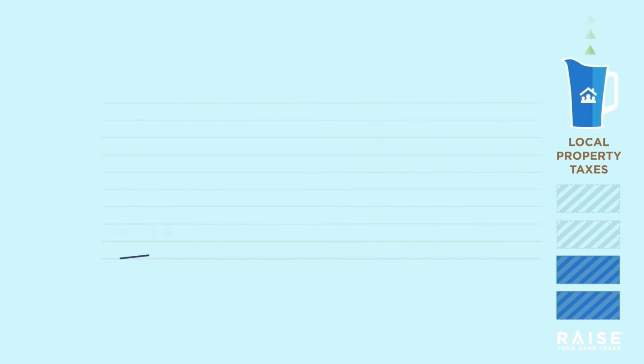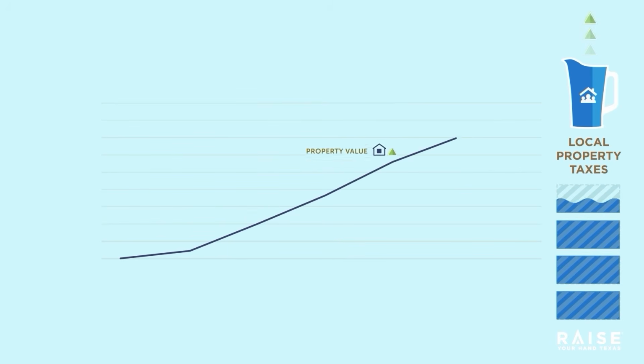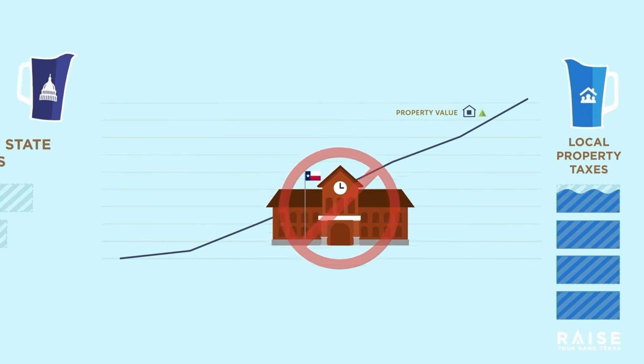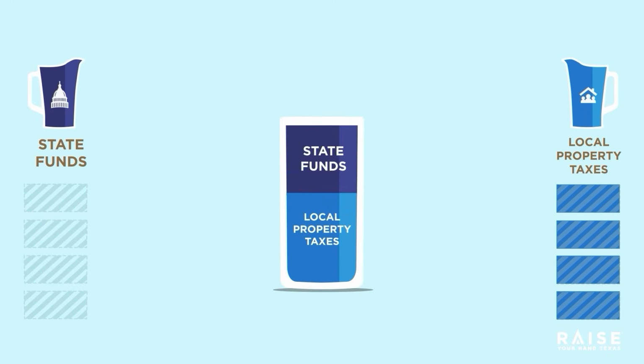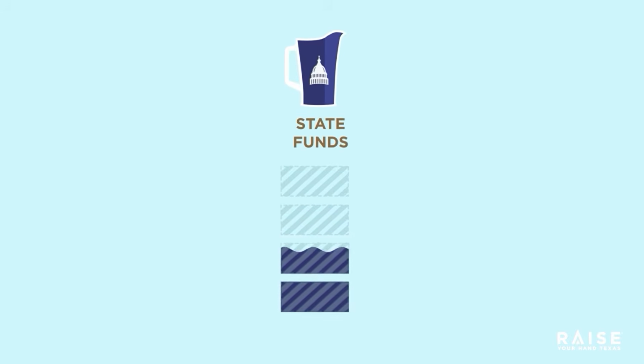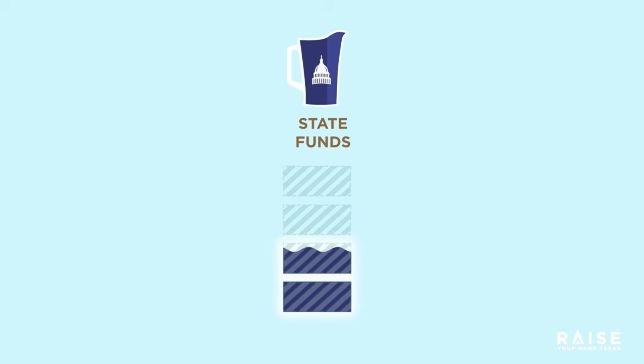In our complex school funding system, when local property values go up and tax collections increase, local schools do not receive more funding. Instead, the state simply pours less water into the glass, even though more state funds were originally budgeted and intended for public education.